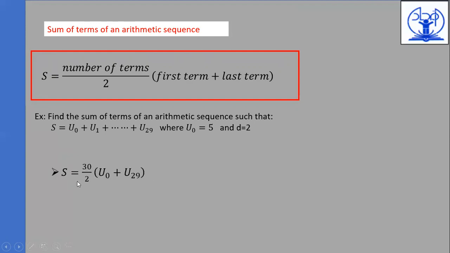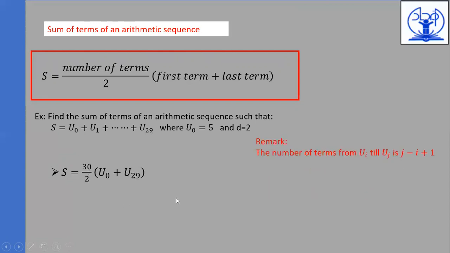No. So the sum will be the number of terms. Be careful here, the number of terms here is 30 and not 29 because we have started with U0. So the first term is U0, the last term is U29, and the number of terms is 30 over 2.